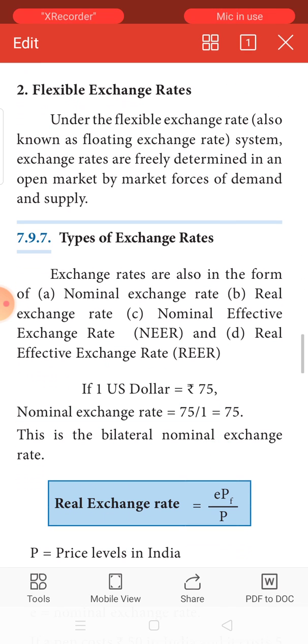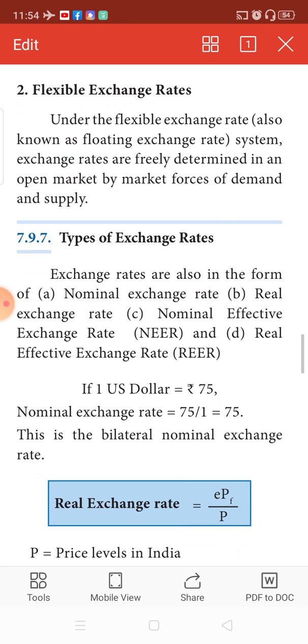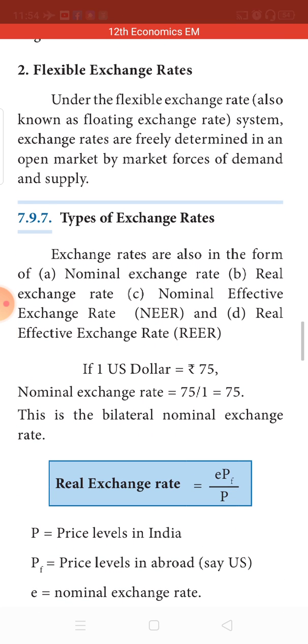Next is flexible exchange rate. Flexible exchange rate means, like how we saw, depending on the demand for and the supply of foreign exchange, the exchange rate keeps on oscillating.